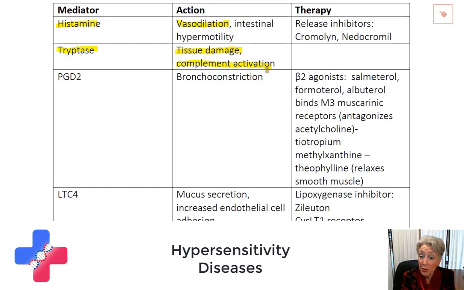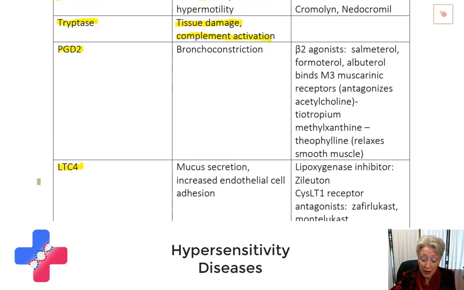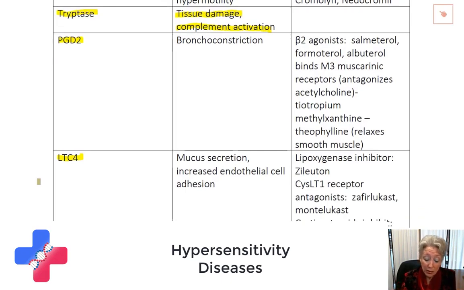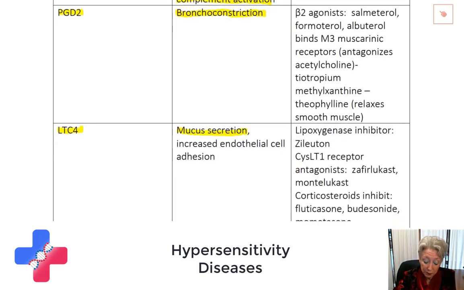It's considered to be a marker for the presence of eosinophils in an area, but notice we don't have too many ways to deal with that at present. The prostaglandins and leukotrienes, as we said, we're going to handle those by going after the arachidonic acid cascade, but bronchoconstriction from PGD2, mucus secretion and endothelial cell adhesion for diapedesis in the case of leukotriene C4.